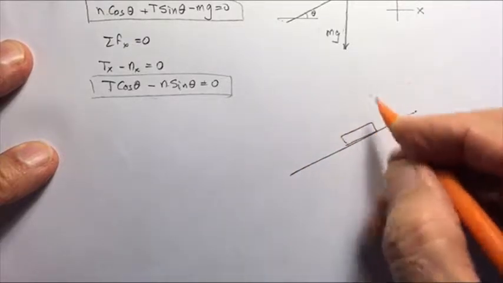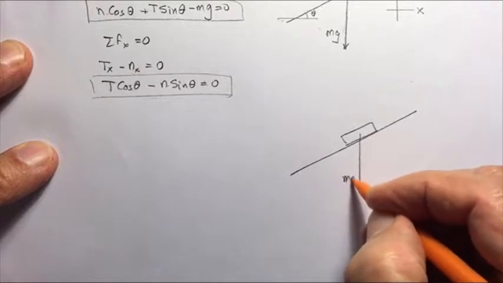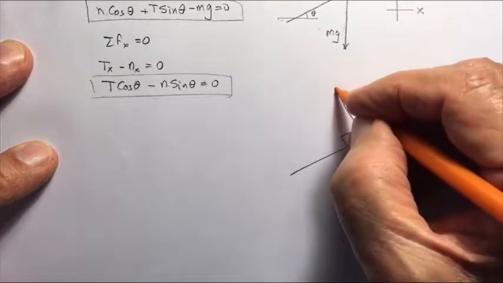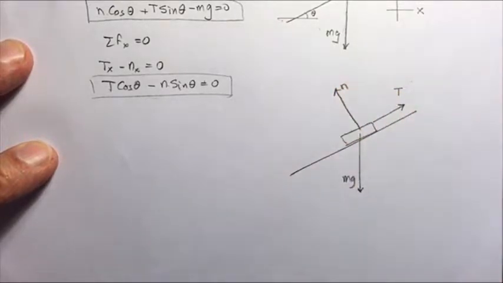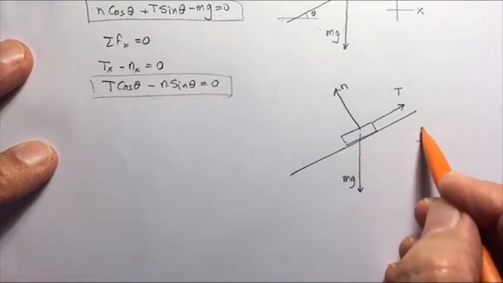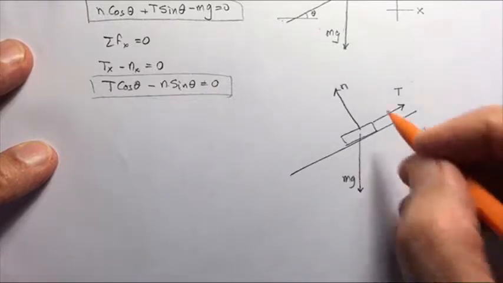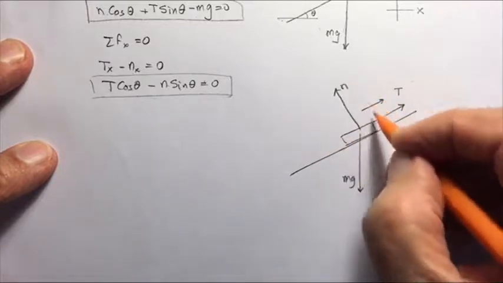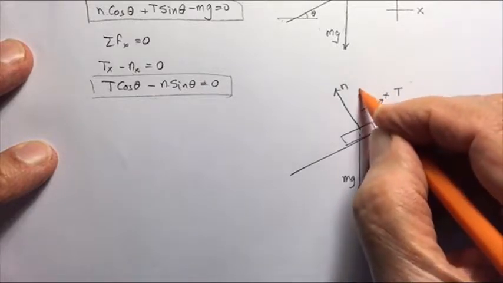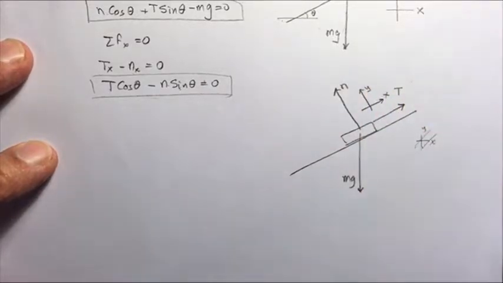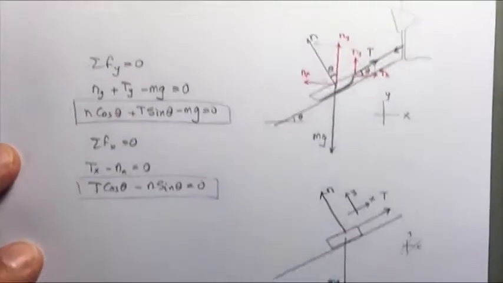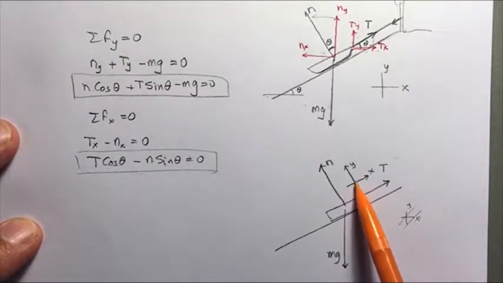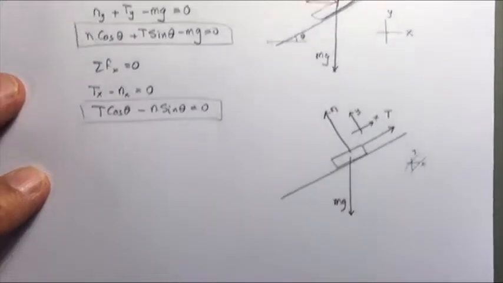So here's our object. Mg is straight down. The tension is this way. Normal is this way. Now what we do is, instead of taking xy like this, we take x this way along the ground and y perpendicular to the ground. So we tilt. Here the coordinate axes were horizontal and vertical. Here we tilt the coordinate axis, and that makes the problem much simpler.